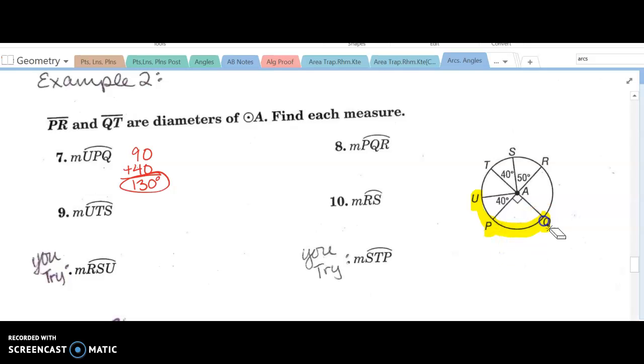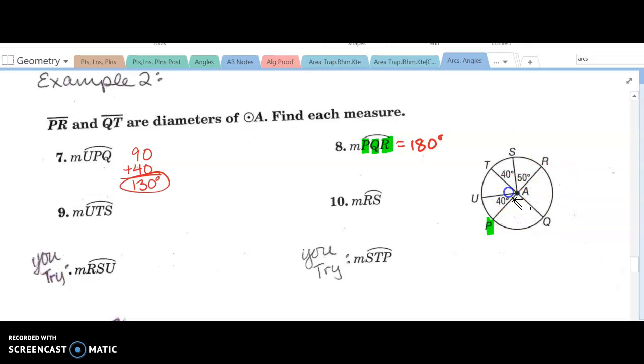The next one, same picture, is P to the Q to the R. So we're going to go P to the Q to the R in that order. And so that one we know is a perfect 180 because of this diameter here. Because also you can think of it as like a straight line. The linear pair rule still applies. So this is exactly 180 degrees, a semicircle.